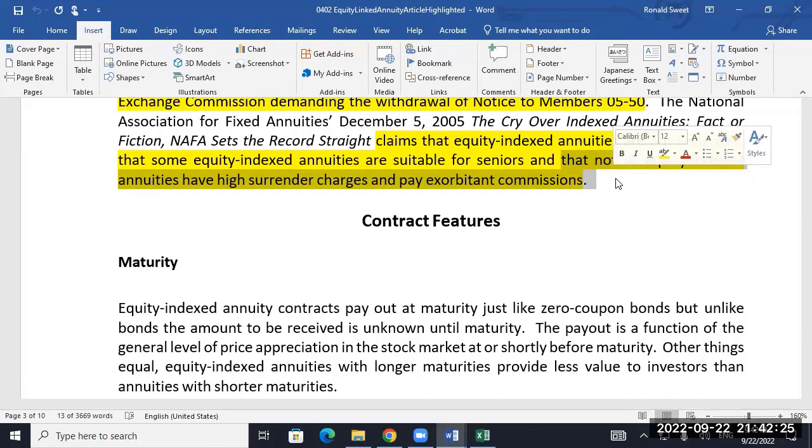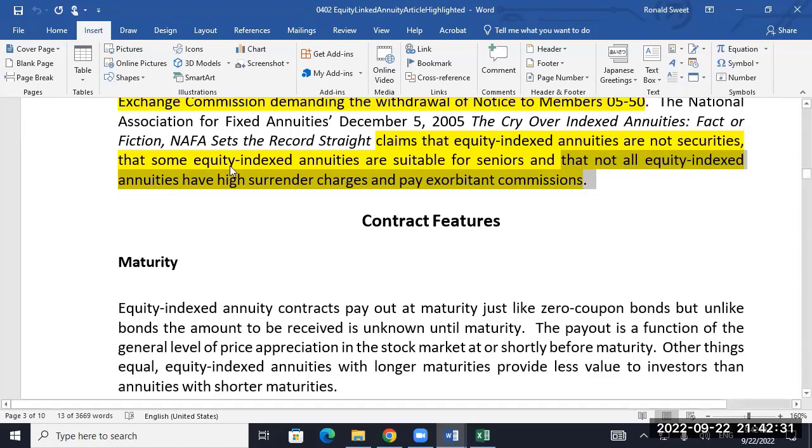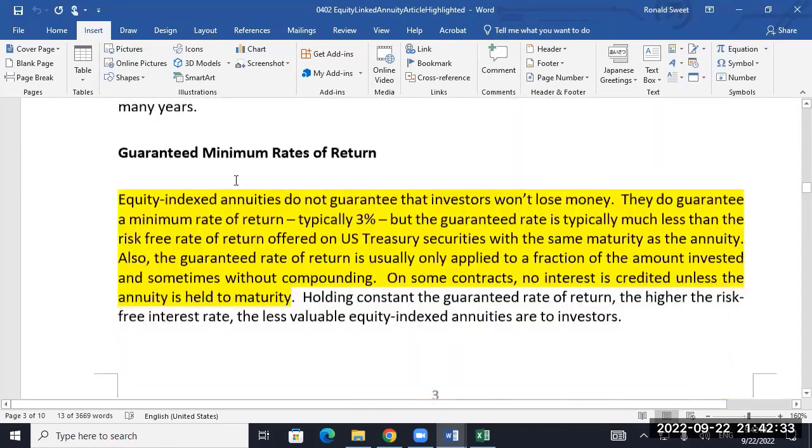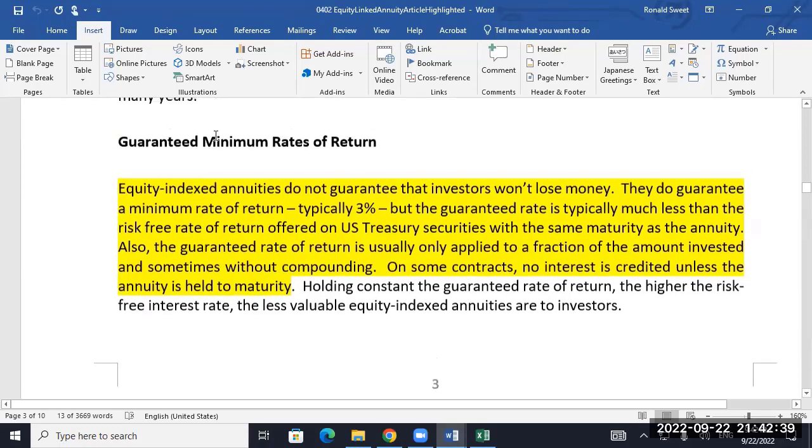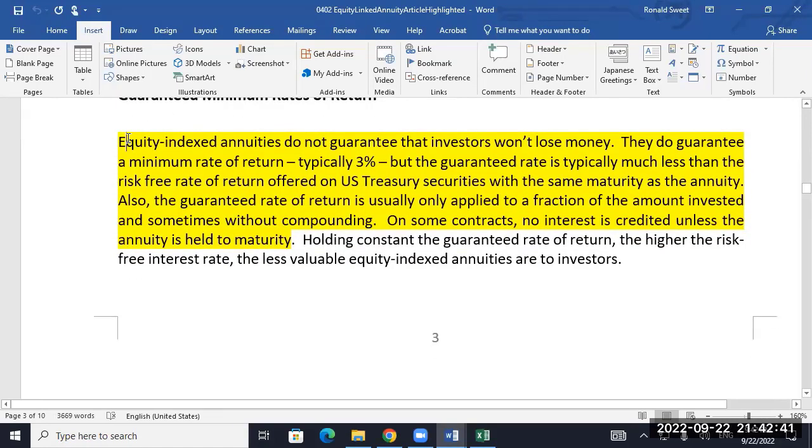So the argument that we have a horrible product, but it's not nearly as horrible as everybody else's doesn't work for me. And I don't know if USAA sells them. I haven't seen them on their websites. So if they tried selling them, they haven't gotten it to work yet. So equity-linked annuities do not guarantee that you won't lose money. They do have a minimum rate of return, like 3%, probably lower today.